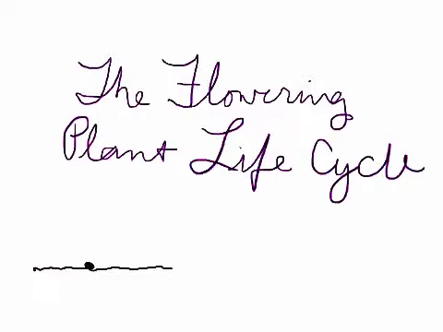Hello students, this is Plants and Animals of Southern California, and today I'm going to tell you about the flowering plant life cycle. So, here we have a seed. And that seed is going to germinate. There's the little plant. And that plant grows, makes a big plant. And that plant has on it flowers.